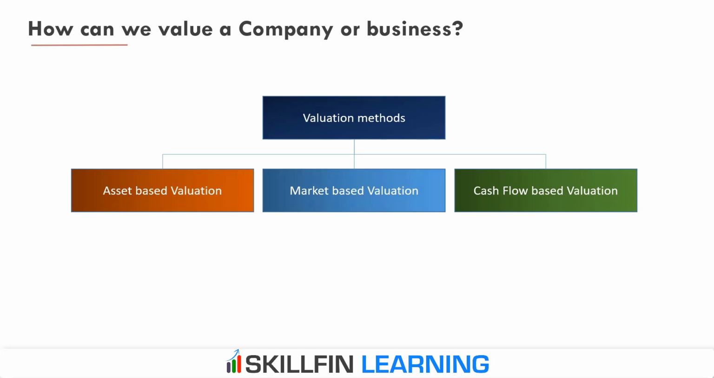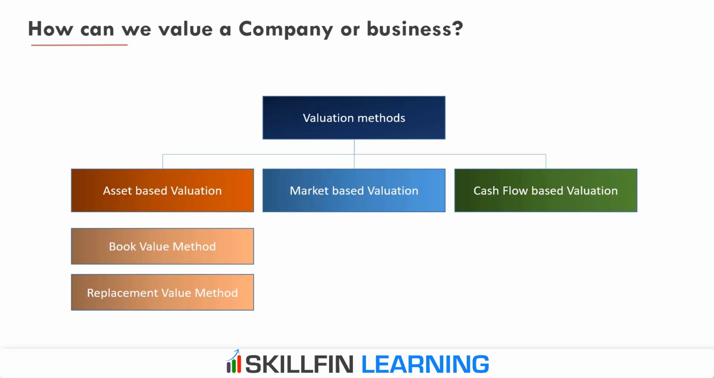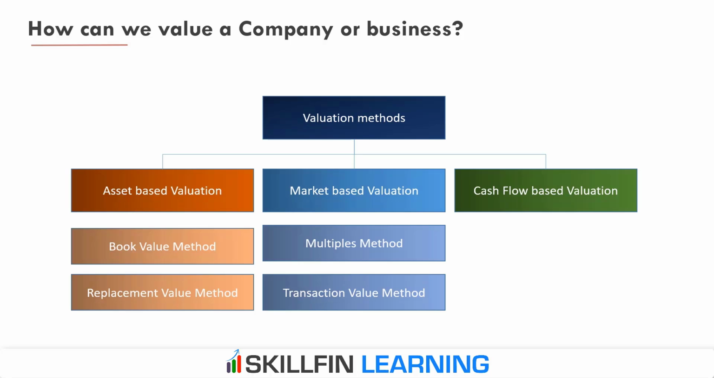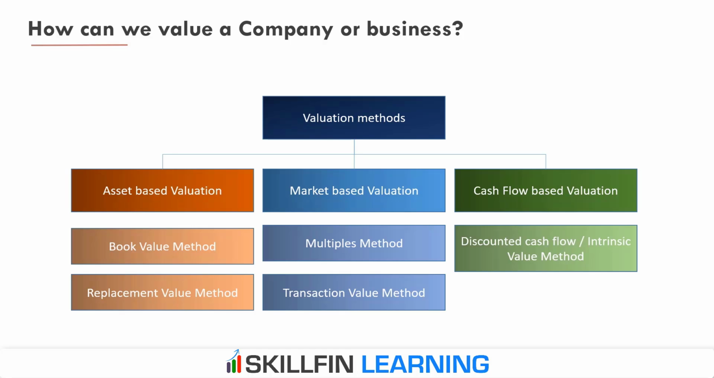Asset based valuation is of two types, the book value method and the replacement method. Market based valuation again is of two types. One is the multiples based valuation and second the transaction value method. The cash flow based valuation is the DCF or the discounted cash flow method. It is also called the intrinsic value method. Let us look at each of them one by one.